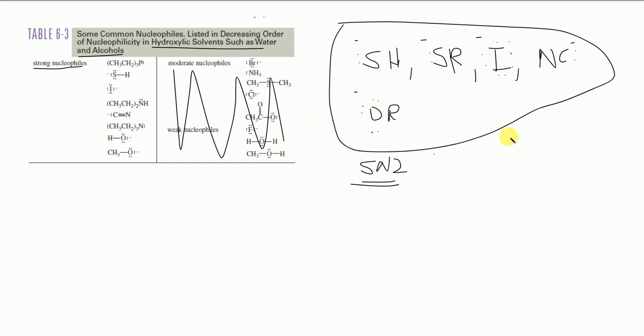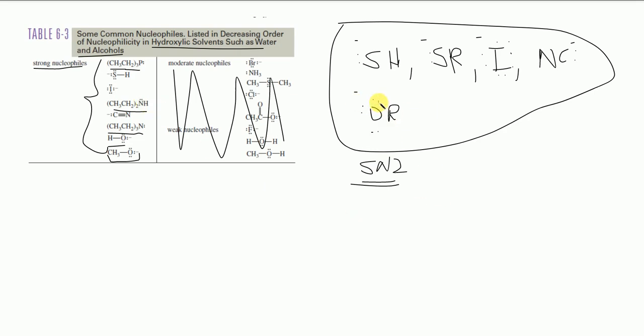So SN2 requires these, and if anything is not these, it's automatically moderate or weak. Okay, so anything that's not among these, she doesn't really use a lot. Anything that's not among these is not a strong nucleophile. Okay, it's automatically a weak nucleophile.